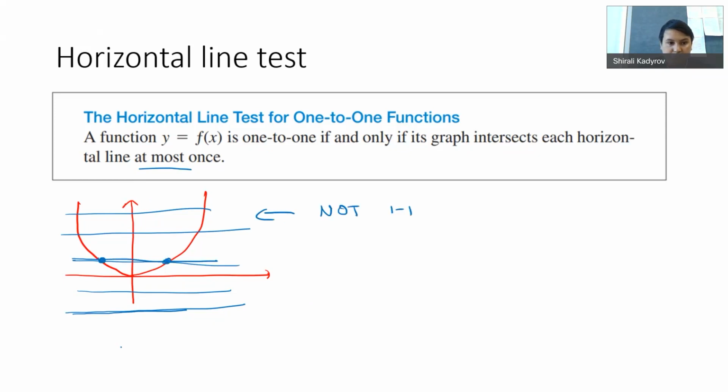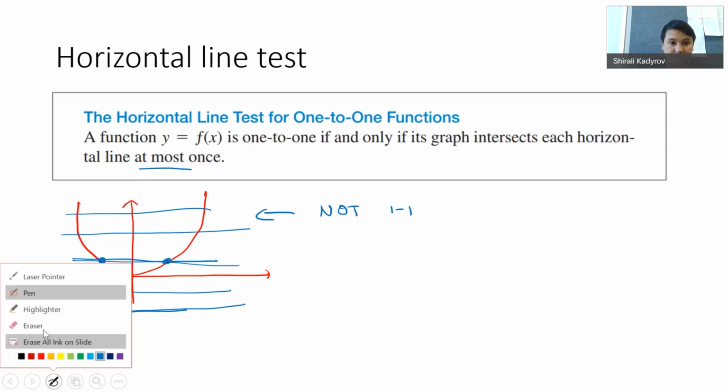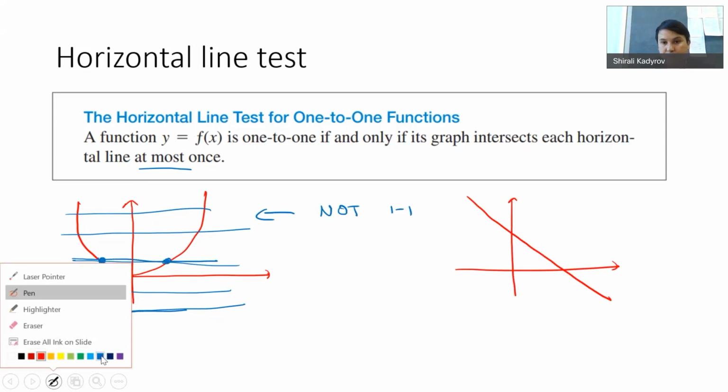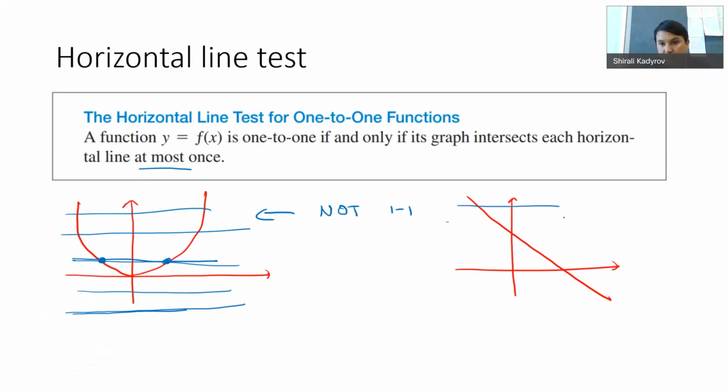And if you look at the graph of any linear function, let's say something like this, and if you apply the horizontal lines all the way, it intersects exactly once, right? So this is okay. So this is 1-to-1. This graph is 1-to-1. Very nice.